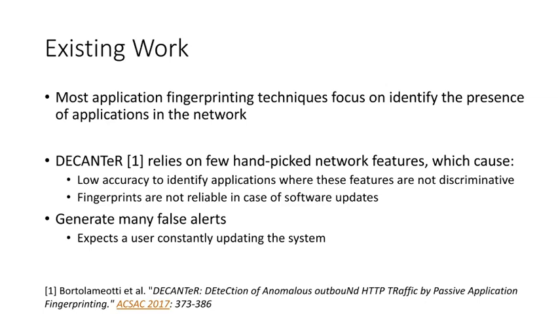Unfortunately, Decanter has some limitations. The features it uses to generate fingerprints are few, handpicked, and overall they are not good in discriminating all the applications. For some applications, those features are not very well discriminating. So what happens is that you have a fingerprint of a specific application, you have traffic generated after you generated the fingerprint that Decanter is not able to match back to the original fingerprint. Therefore, it's considered unknown, and then on the long run it generates false alerts.